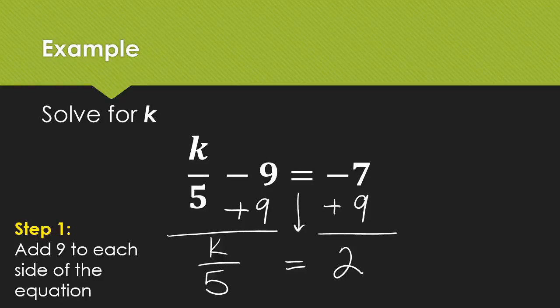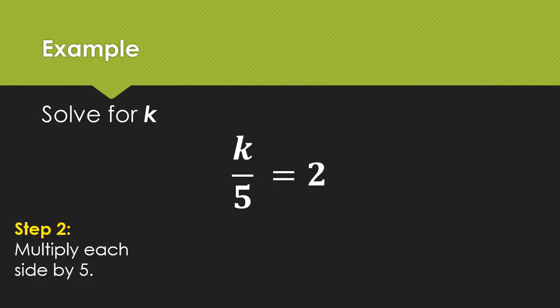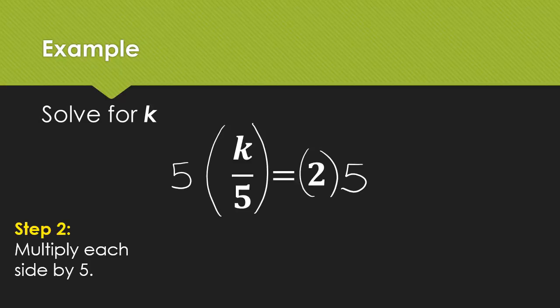And so you can see here, to solve for k, we still have one more step that we have to accomplish. And that is, we are going to multiply each side of our equation by 5. So let's go ahead and do that. Our goal is to get k by itself so we can see what k equals. So we multiply both sides by 5. That means that k is now equal to 10.